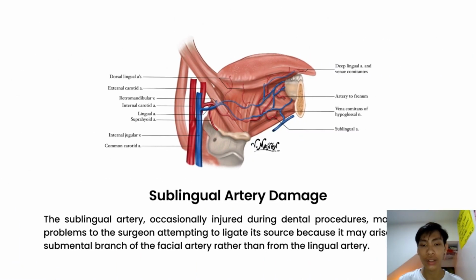Another clinical consideration would be sublingual artery damage. The sublingual artery, occasionally injured during dental procedures, may present problems to the surgeon attempting to ligate its source because it may arise from the submental branch of the facial artery rather than from the lingual artery.